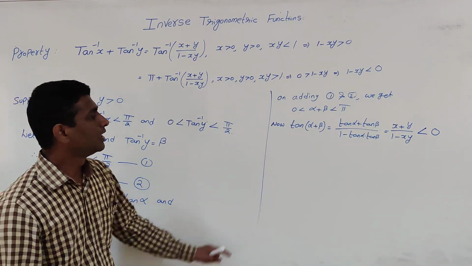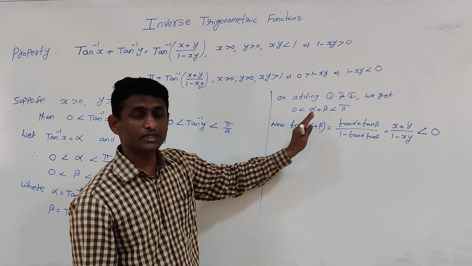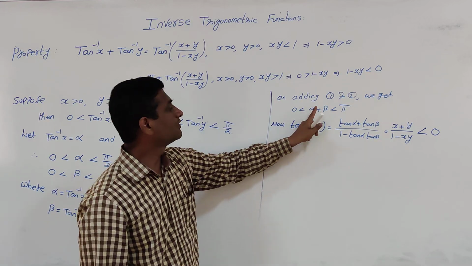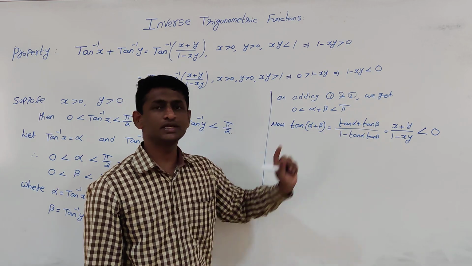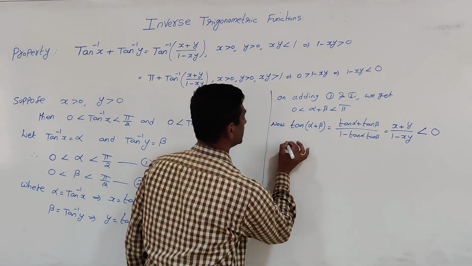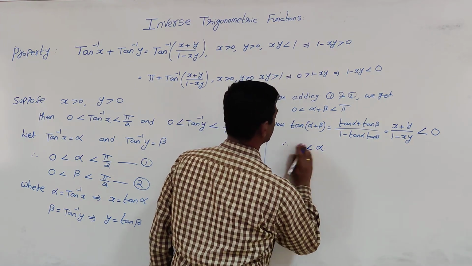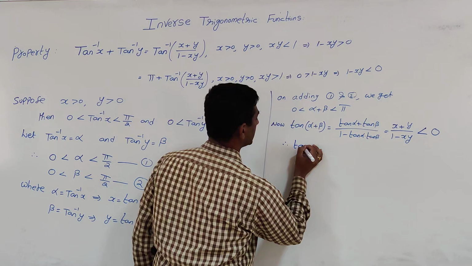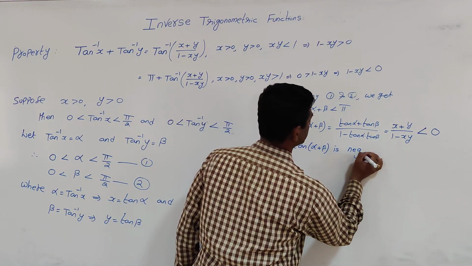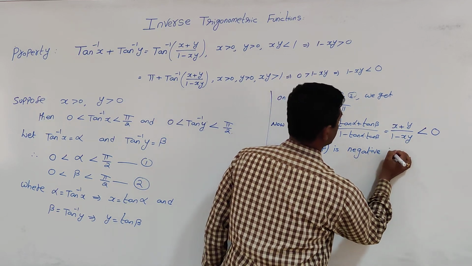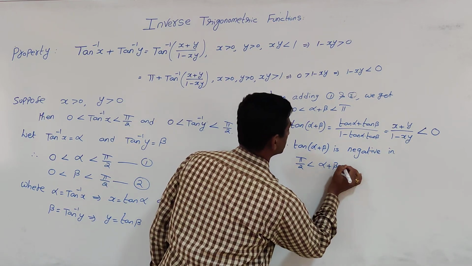Means in alpha plus beta, 0 to pi by 2 is positive, and from pi by 2 to pi, as it is in the second quadrant, tan of alpha plus beta is negative. So tan of alpha plus beta is negative in pi by 2 less than alpha plus beta less than pi.